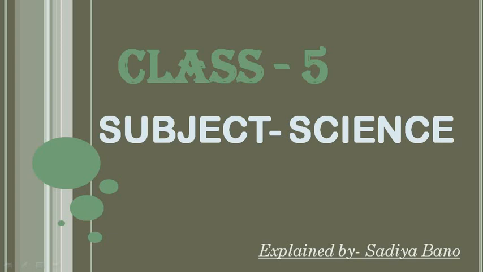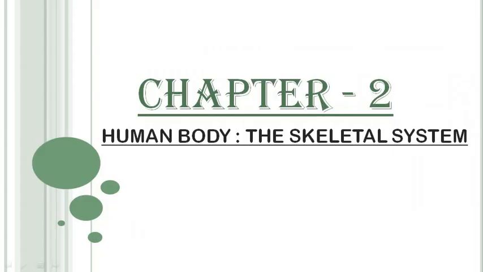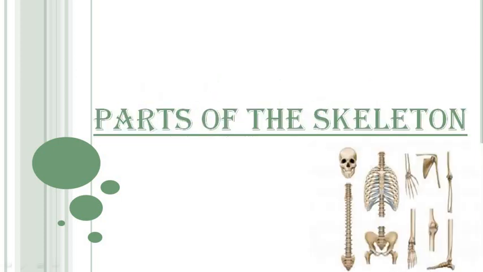Today again we'll continue with the chapter human body, the skeletal system. In our last class you learned that the human body has 206 bones and these 206 bones together make the skeletal system. The internal framework of the bones in our body is known as the skeleton. And today in this video presentation you are going to learn about the parts of the skeleton.